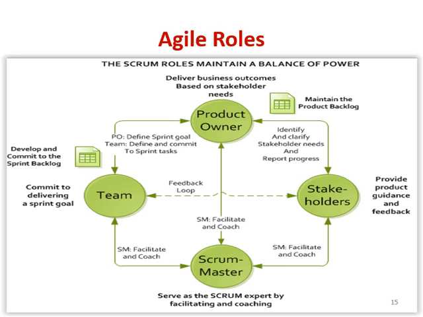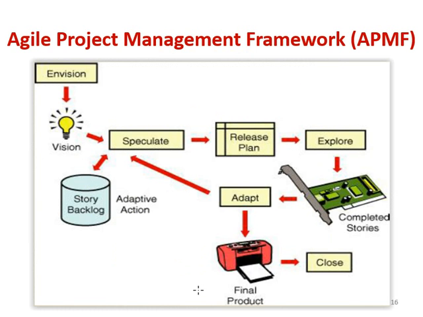Moving ahead, we have the Agile Project Management Framework, which is a kind of replacement from the PMP version to the ACP version. In PMP, we have project initiation, planning, execution, monitoring, control, and closure. Here they are replaced with Envision, where we have a vision, then Speculate, release plan, Explore, finally Adapt, and then either go to the Speculate phase again, and at the end we have closure, which is the final product. And all of it is adaptive based on the story backlog.